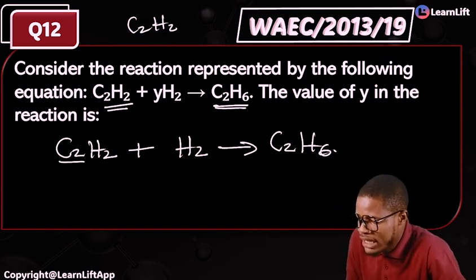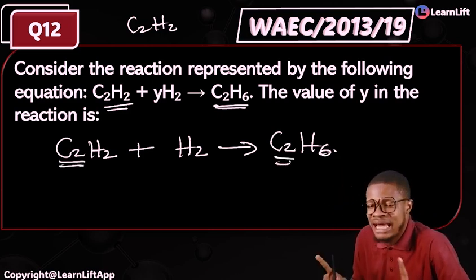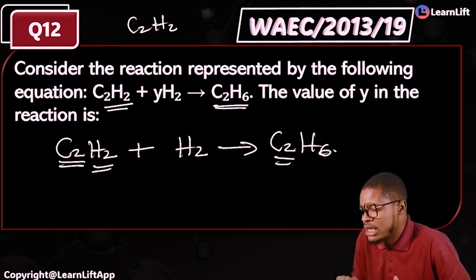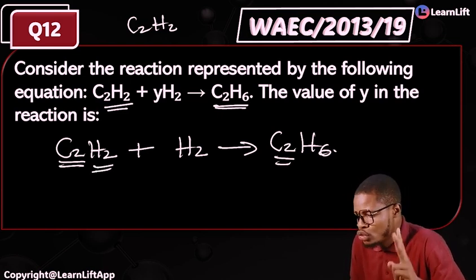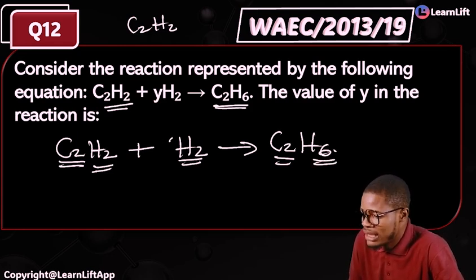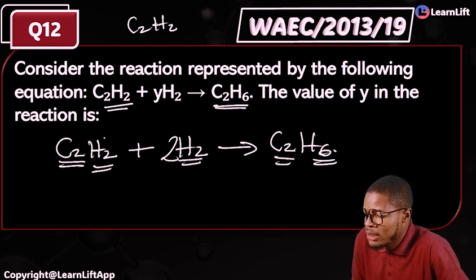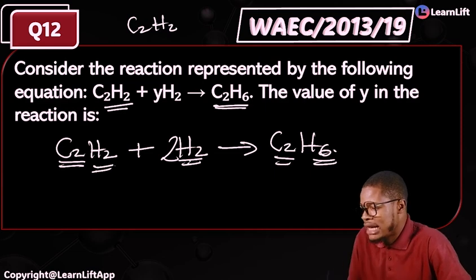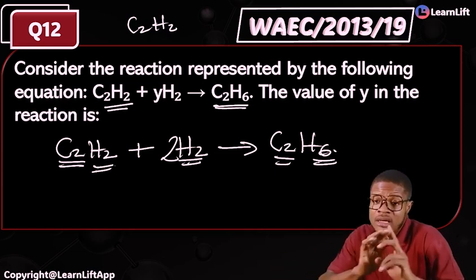How many carbon is here? 2. How many carbon is here? 2. Balanced. How many hydrogen is here? 2 plus 2, how many? 4. Right? How many hydrogen is here? 6. Just come and add 2 here. When I add 2 there, hydrogen here is 2 plus 4, 6. Hydrogen here is 6. Balanced. You are good to go.